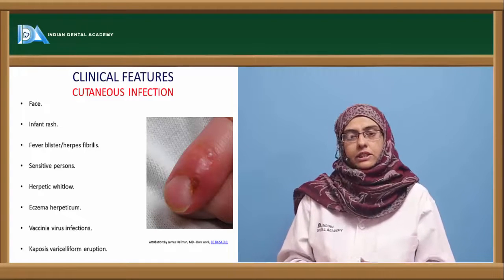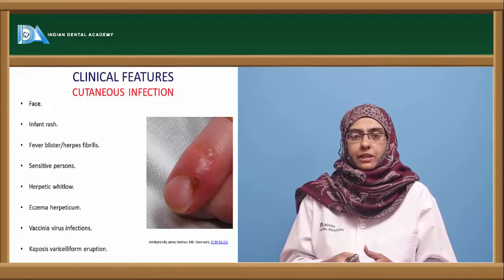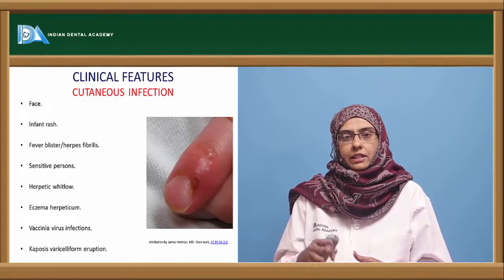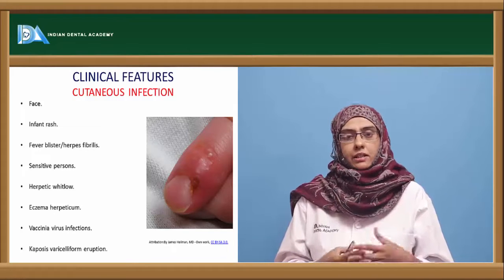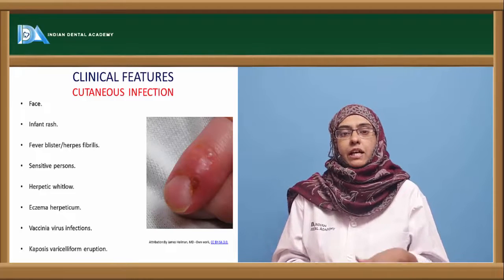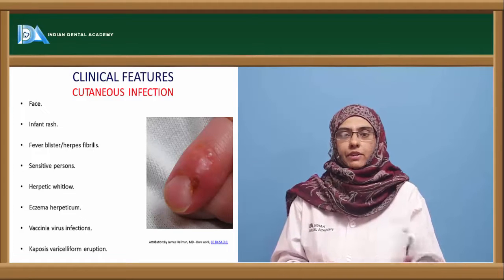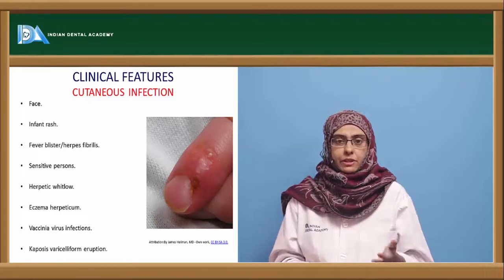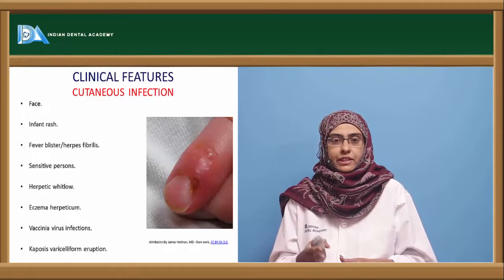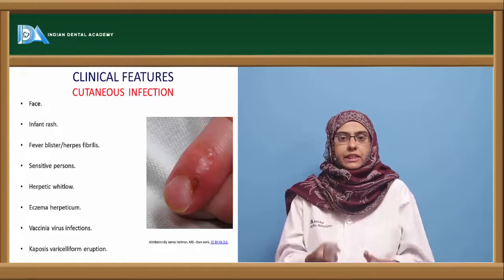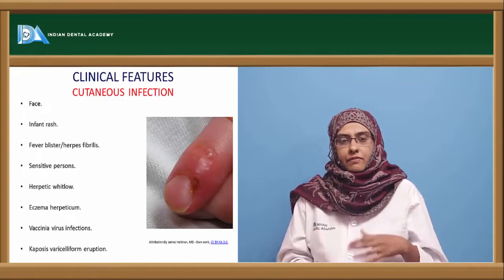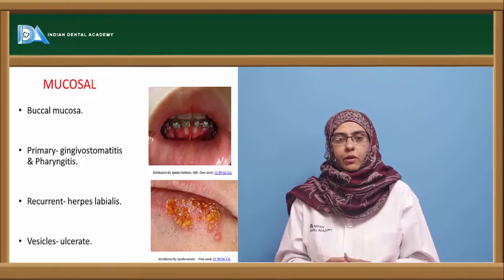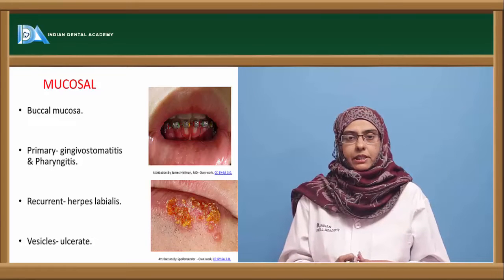In the case of doctors, dentists and nurses, you can see the herpetic whitlow, which is a painful lesion expressed mostly on the hands, that is, on the fingers. In the case of children suffering from eczema, they are more prone to eczema herpeticum. The clinically indistinguishable picture produced by vaccinia viral infection is similar, and both are designated as Kaposi's varicelliform eruptions.